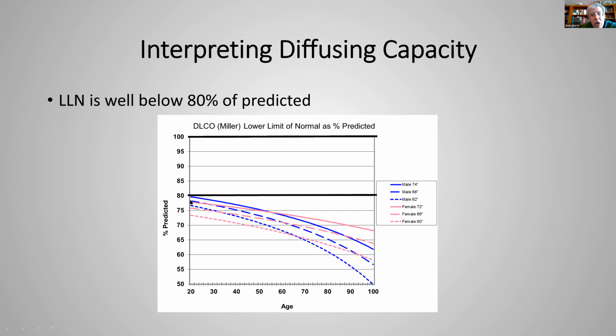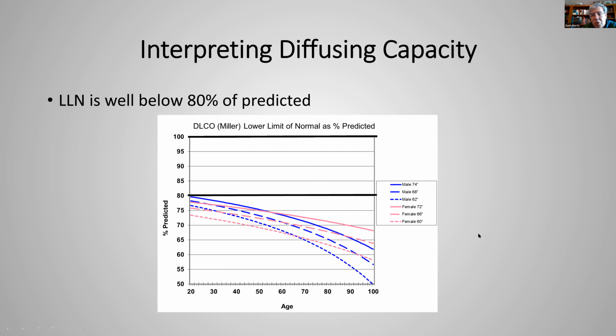But notice here, no one ever really starts at 80%. Males are in blue, females are in pink. Taller people are higher up. Shorter people are the dotted lines down below. But I just want to show you how the lower limits of normal, they start here and they just keep falling for diffusion. So if you're a 62 inch tall male down here, you can actually be at 60% of predicted at the age of 80 and you still have a normal diffusion.